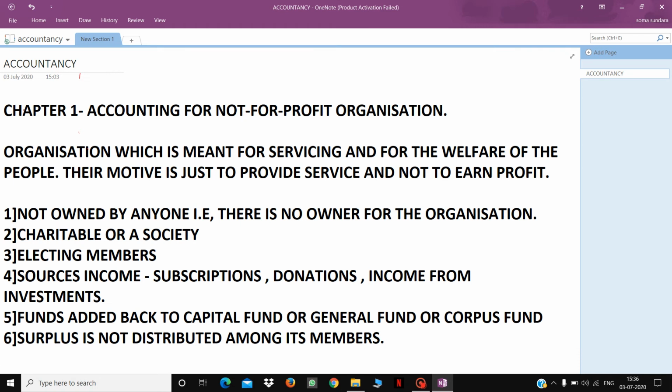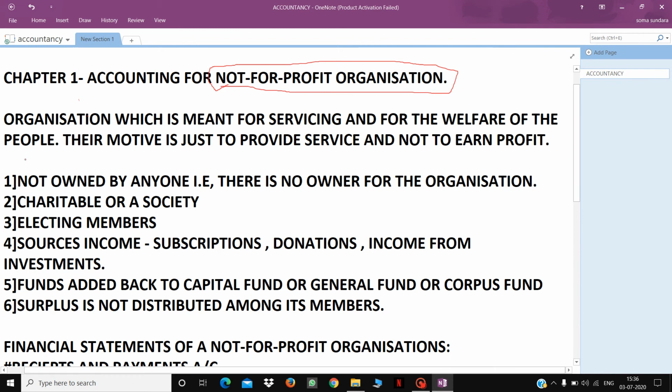So, today the first lesson is accounting for not for profit organization. Okay, so first we must know the definition. The word itself says this is not for making profit. It is meant for serving the people and for the welfare of the people and not to earn profit. Their motive is just to give service to the people and not to get any profit.